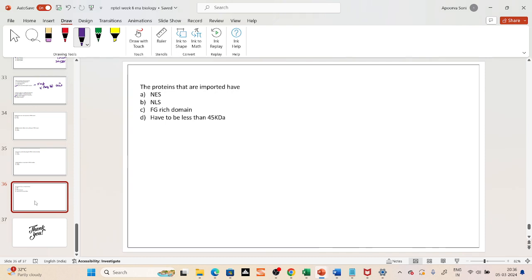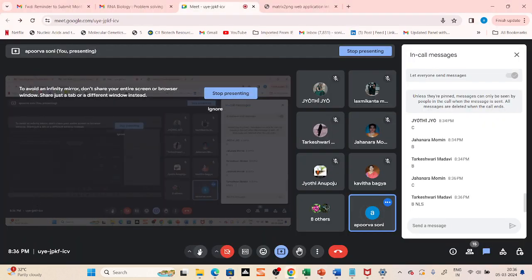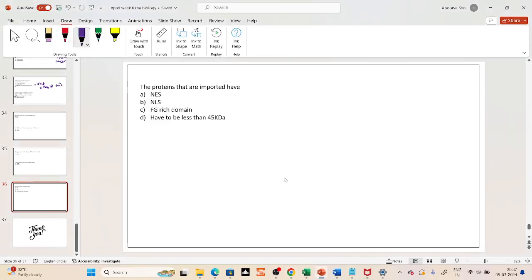So what do you think is the answer? Has anybody? Okay. Nuclear localization signal. Okay, and others? Jahanara has said C. B. Okay, so can you tell me what is the difference between nuclear export signal and nuclear localization signal? What is the difference between the two signals? When are these two signals used?